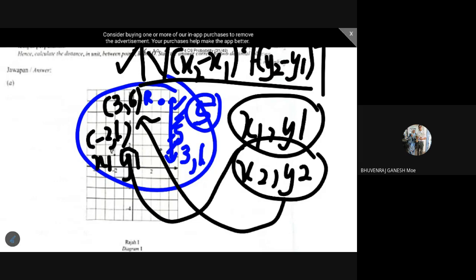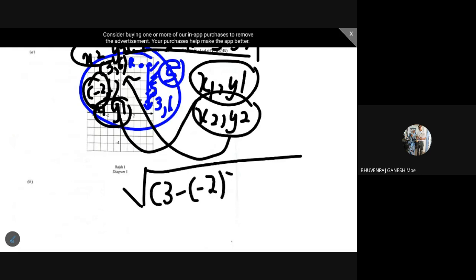X must pair with Y. X must pair with Y. Okay, so this is how it is. Let's say I do it like this: X1, Y1, X2, Y2. Now I substitute in my formula.